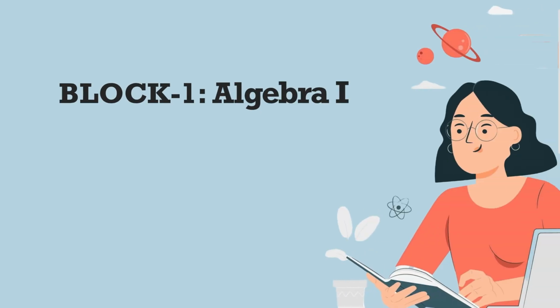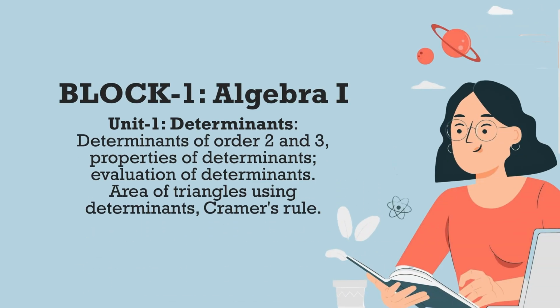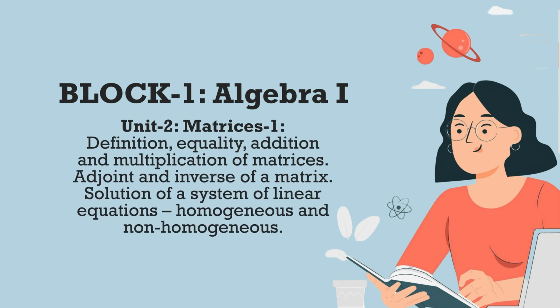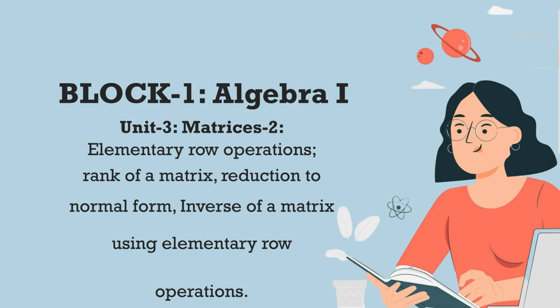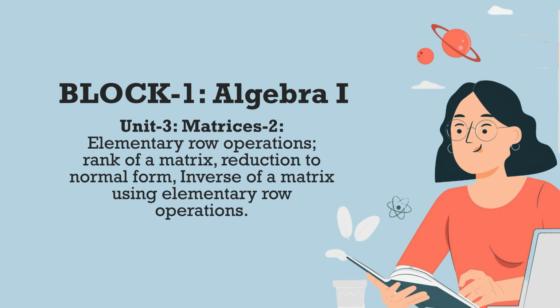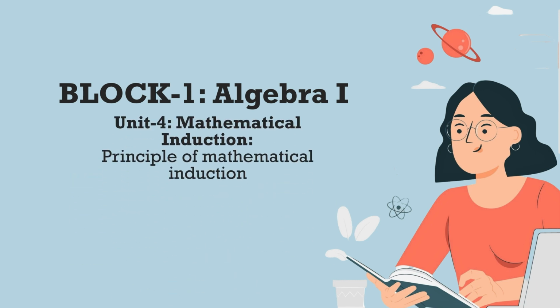In block 1 we have 4 units. Unit 1 is determinants. Again, matrices is a very important part, so to give it wider coverage, unit 2 and unit 3 cover matrices, and unit 4 relates to mathematical induction, which is a distinguished part for preparing proofs. Many say domino effects are introduced in mathematical induction.